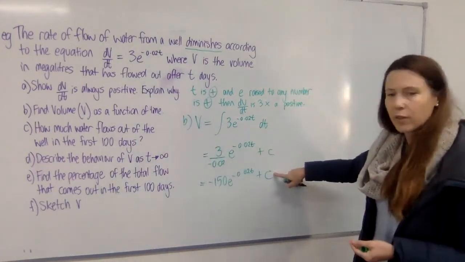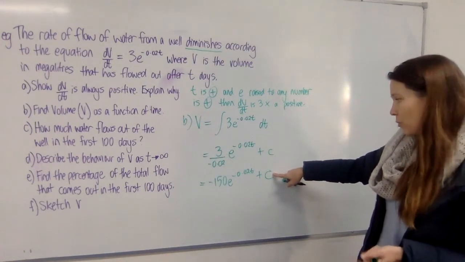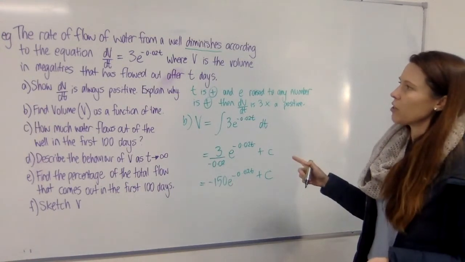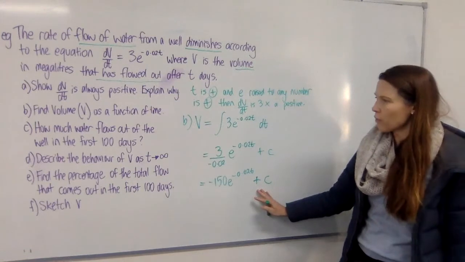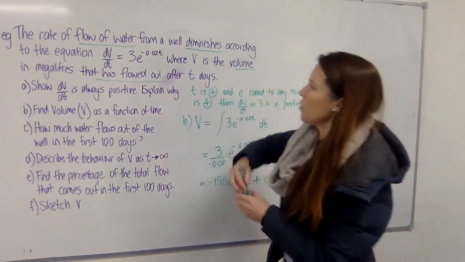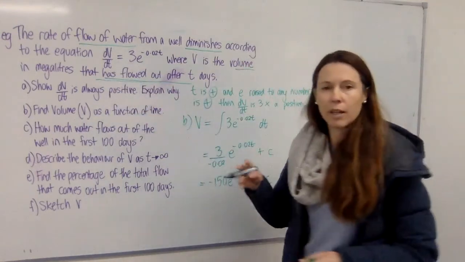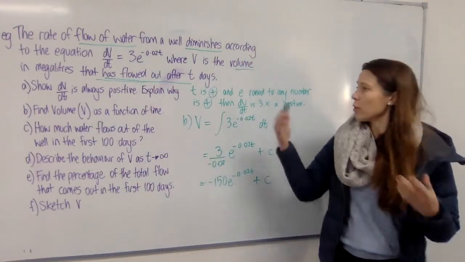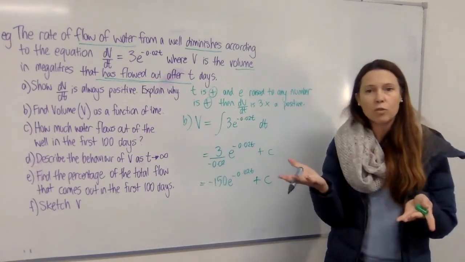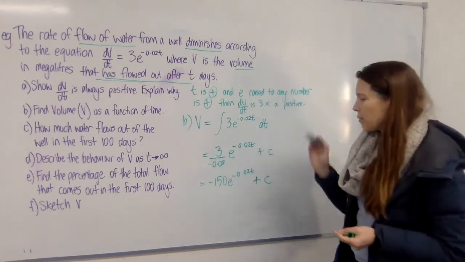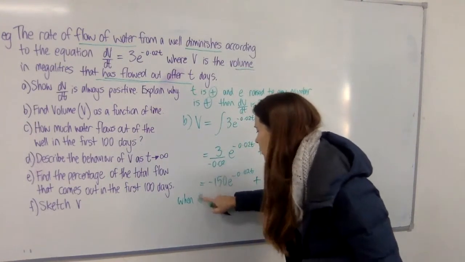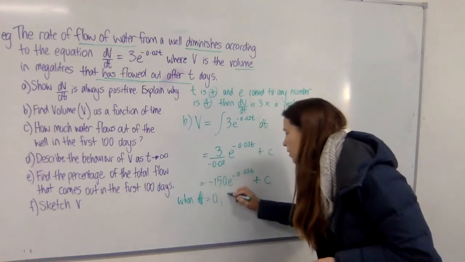Well, not quite. We've got this embarrassing plus c on the end. It's good that we thought of it, but we need to work out what c is. So we need to know the initial condition. Think about what V means. It's not the volume of water that's in the well, it's the volume that has flowed out after a certain amount of time. So when we began this experiment, or when t was equal to 0, no water would have flown out yet. So that means we can sub in when t equals 0, V equals 0.